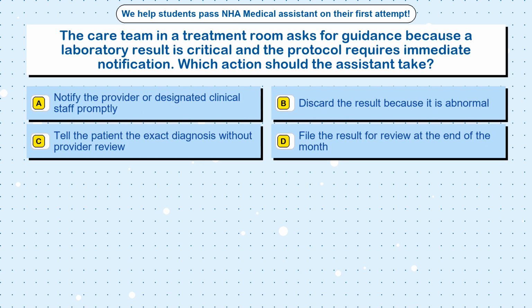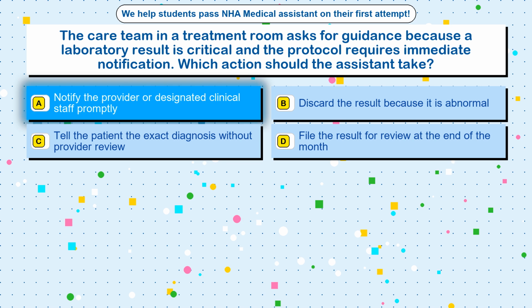Question 97. The care team in a treatment room asks for guidance because a laboratory result is critical and the protocol requires immediate notification. Which action should the assistant take? Option A, notify the provider or designated clinical staff promptly. Option B, discard the result because it is abnormal. Option C, tell the patient the exact diagnosis without provider review. Option D, file the result for review at the end of the month. The correct answer is option A, notify the provider or designated clinical staff promptly.